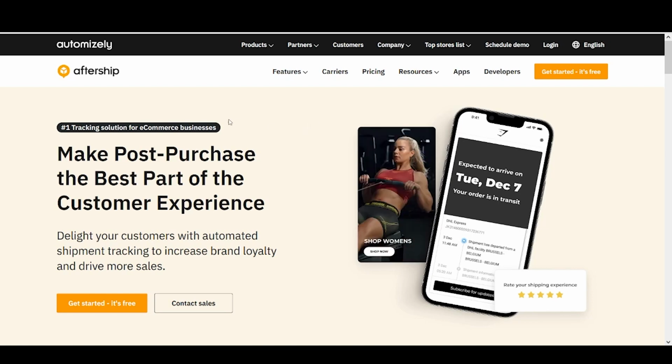Okay, let's move up to the top left here. So let's start with these navigation bars.